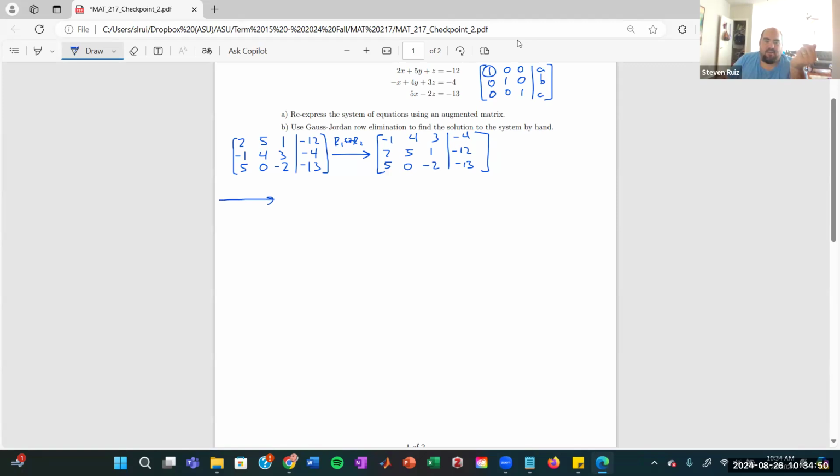So let's organize here. I'm going to take negative row 1 and simply put that back into row 1. So what does row 1 look like if I do that? It's going to be 1, -4, -3, and then +4. And the bottom 2 rows are going to be unchanged. All right, so I got a 1 in the first position. Now what I want to do is get zeros below it. So how do I do that? Let's get that 2 and clear it first.